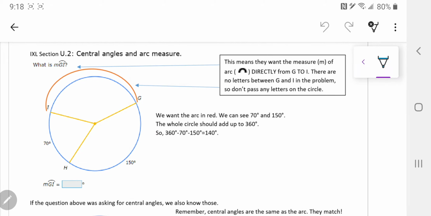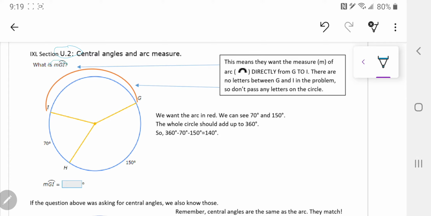Okay, so this is for section U2. I took all of these problems from iExcel and I just put them in this document so that we could talk about them. I'm going to summarize what I wrote. You can read along if you want, but I'll also talk about all the things that I wrote.